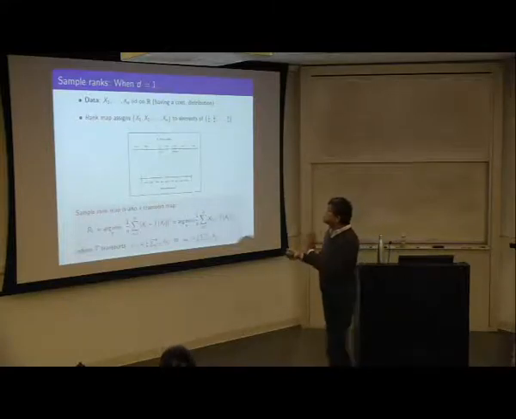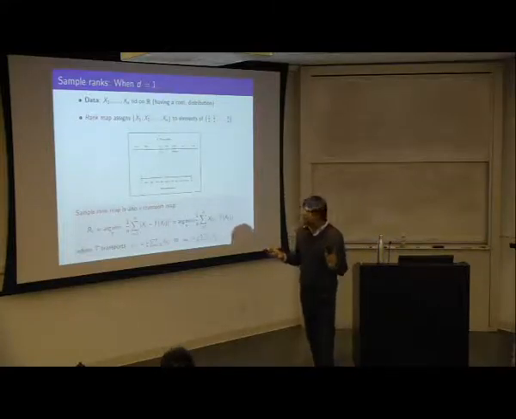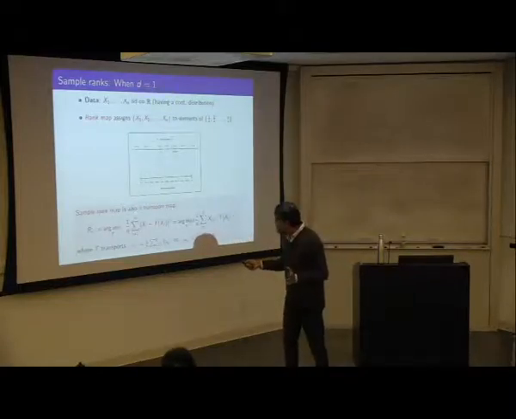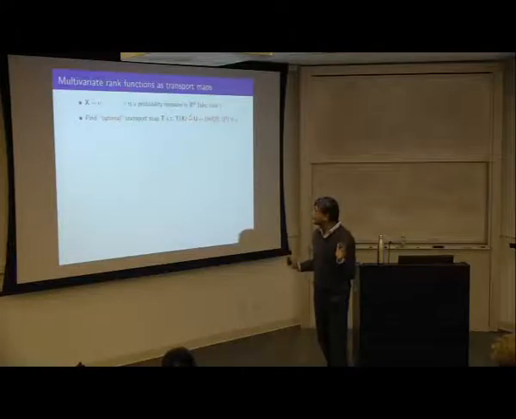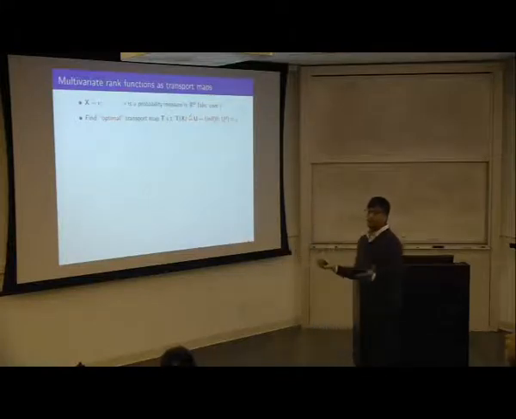So what have I shown? That not only is the population rank map an optimal transport map, the sample rank map is also an optimal transport map of the natural discretization. Okay? So now let's go to the multivariate version.